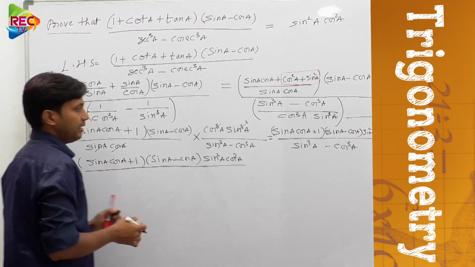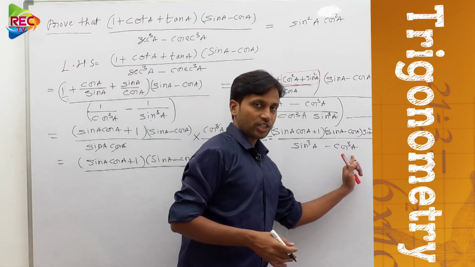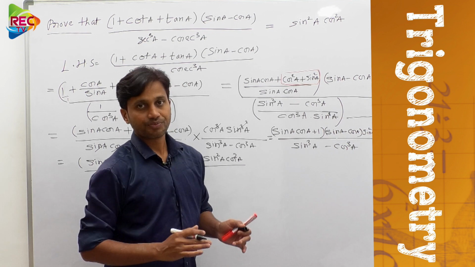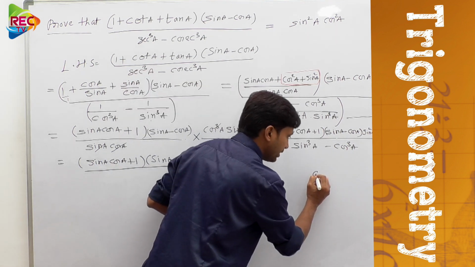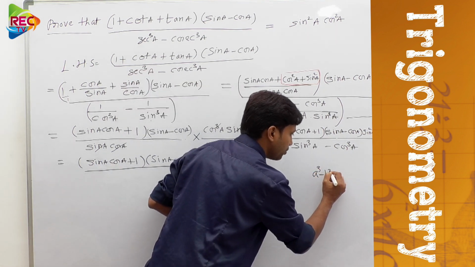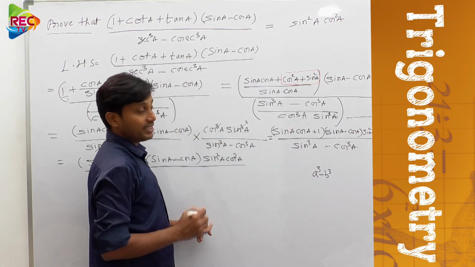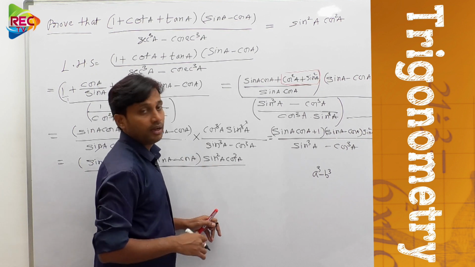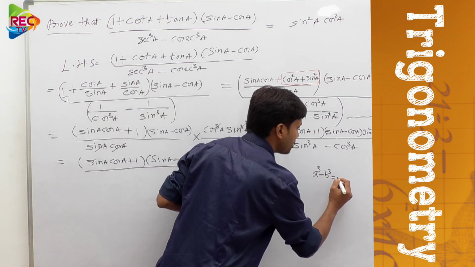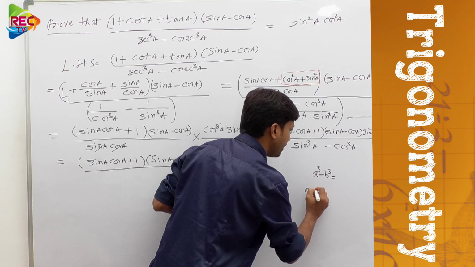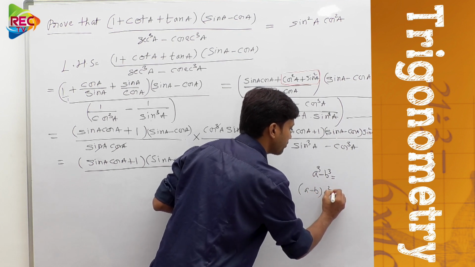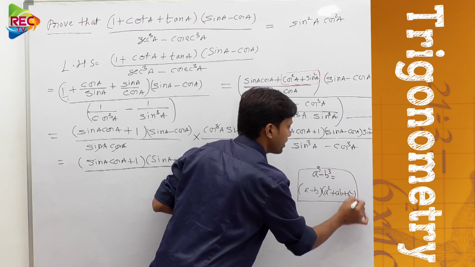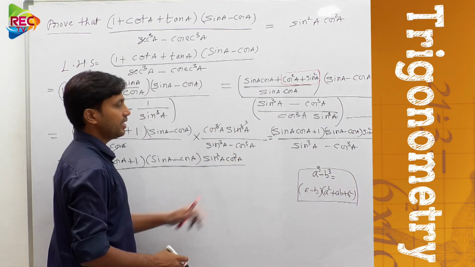Now tell me, sin cube a minus cos cube a, this is in which form? Did you identify that or not? Just see here, this is in the form of a cube minus b cube. This is a standard algebraic identity, a standard formula. What is that? A cube minus b cube equals a minus b into a square plus ab plus b square. Can we apply this here or not?